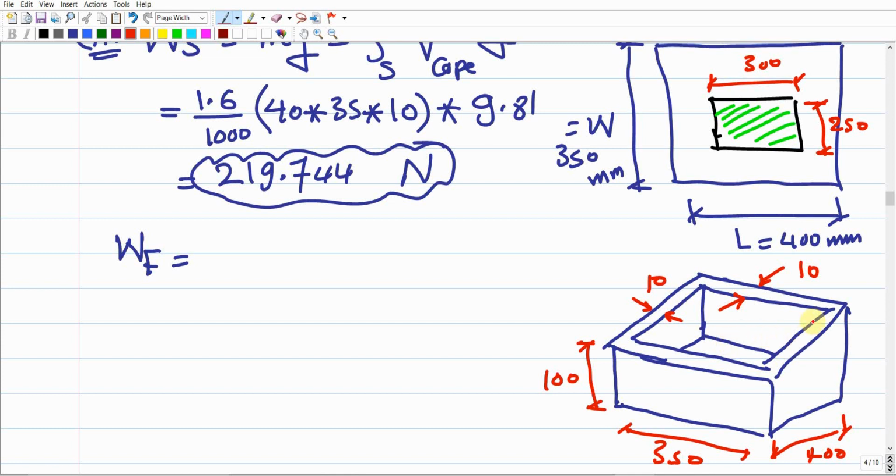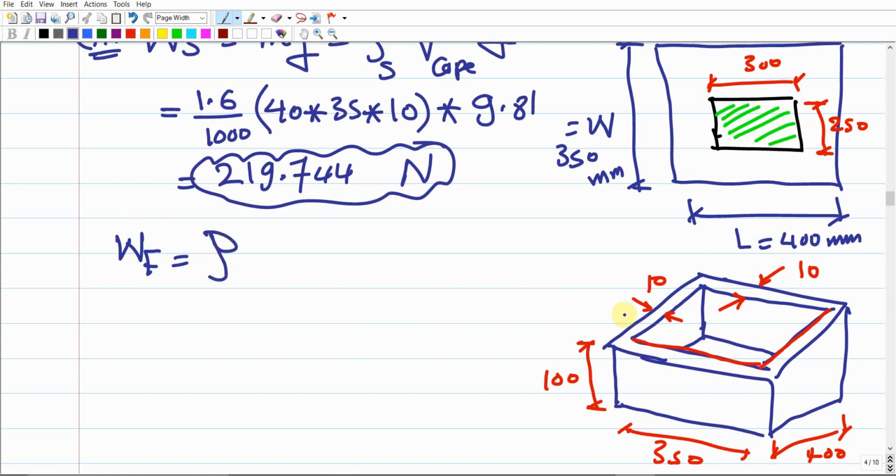The internal volume will have a length of 400 negative 20, because you're going to subtract 10 from this side and 10 from the other side. So this internal dimension will be 400 negative 20, and the other internal dimension will be 350 negative 20, because there is 10 here and 10 from the other side. But for the height, there is no subtraction. The internal height is still 100. You got my point?